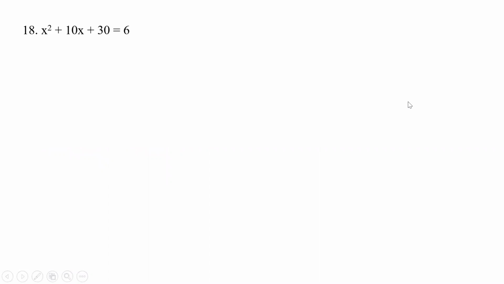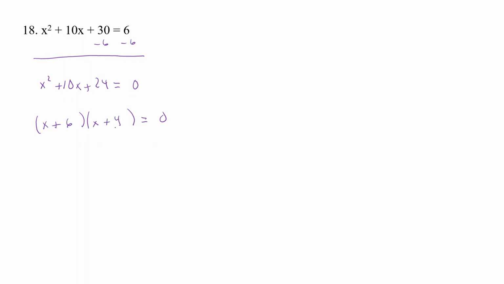All right, so here what we have to do is we have to get that 6 to the other side. So we'll subtract 6. And we get x squared plus 10x. And then 30 minus 6 is 24. And that equals 0. So now we need two factors of 24 that add to 10. Well, 6 times 4 is 24, and 6 plus 4 is 10. So 6 and 4 looks to be our solutions.